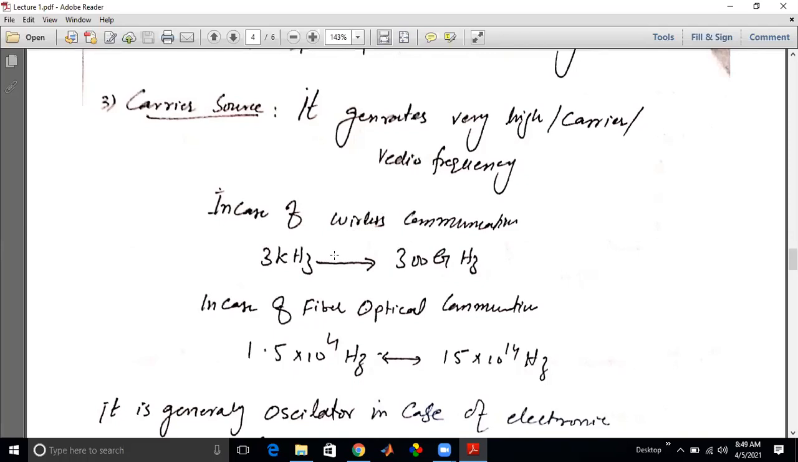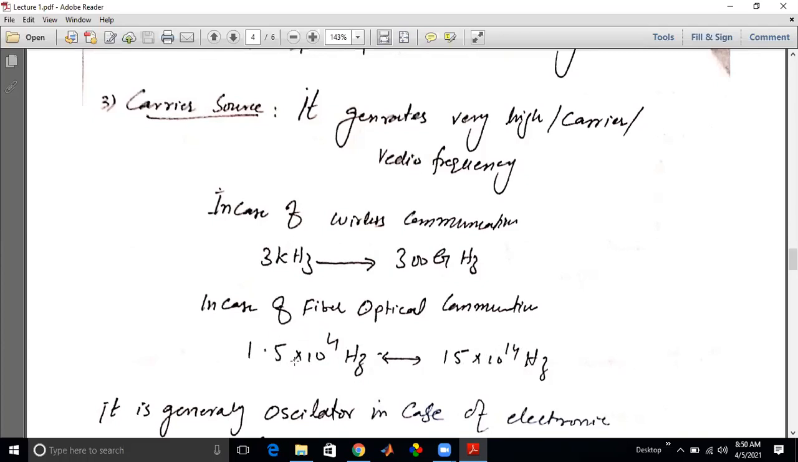Colpitts oscillator, Hartley oscillator, crystal oscillator. So these oscillators are used to generate the carrier frequency. In the case of optical fiber communication, the carrier frequency will be from 1.5 times 10 to the power 14 hertz to 15 multiplied by 10 to the power 14 hertz.